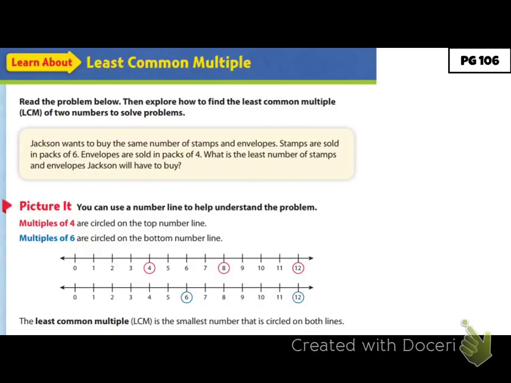So we can picture it using a number line, and we can circle every multiple of 4 and then every multiple of 6. The least common multiple is the smallest number that is circled on both lines. Okay, so it's going to be the smallest multiple that they have in common.